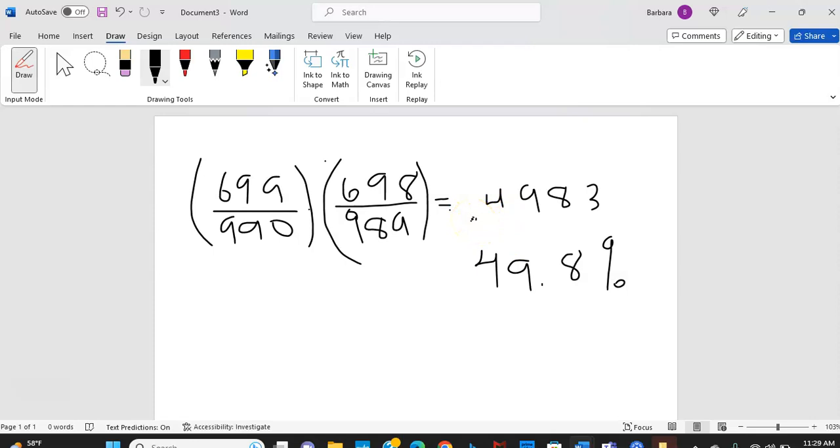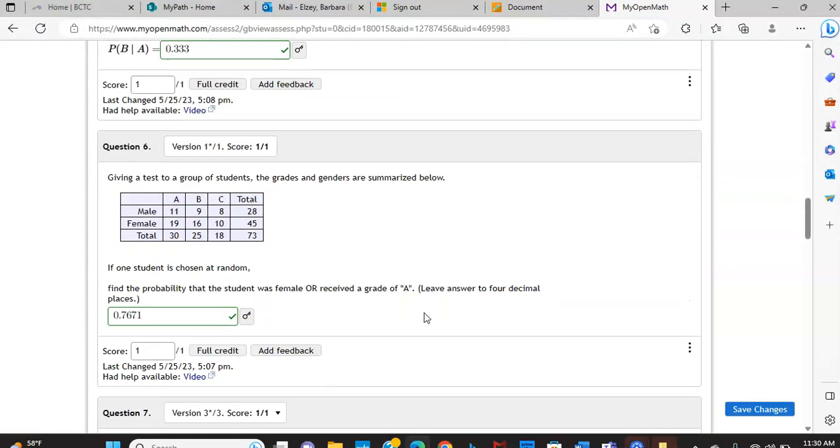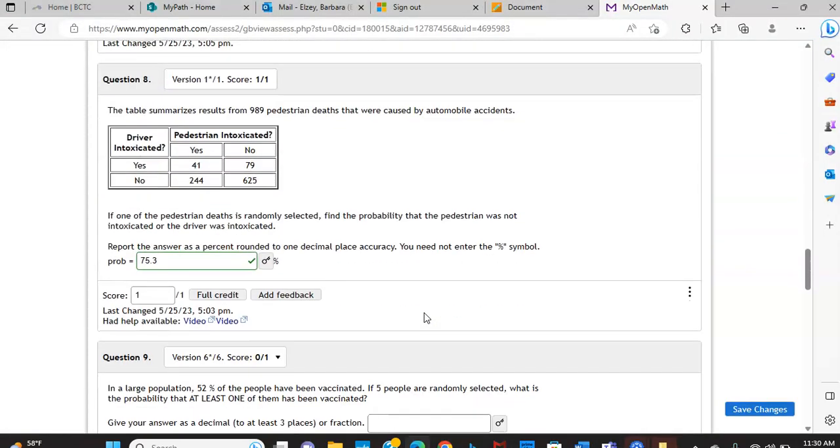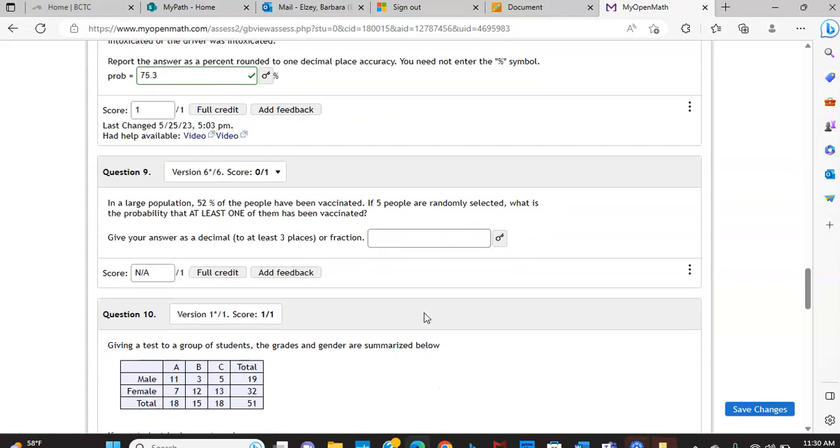All right, so let's go to the second one that you had questions about. So let me find, there it is. Okay. And that's this one. All right, in a large population, 52% of people have been vaccinated. If 5 people are randomly selected, what is the probability that at least one of them has been vaccinated?